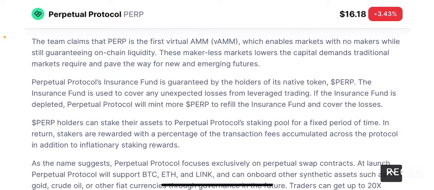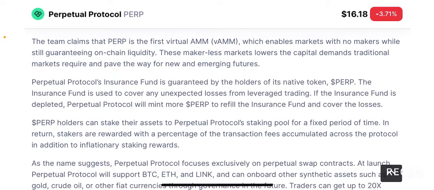So again, a little more on their AMM. The team of Perpetual Protocol basically claims that this is one of the first virtual AMMs, which means they've relied less on liquidity providers' capital and more on virtual and algorithmic models in order to create an AMM. And by doing so, they enable no market makers. You don't need a market maker in this place while still guaranteeing on-chain liquidity.